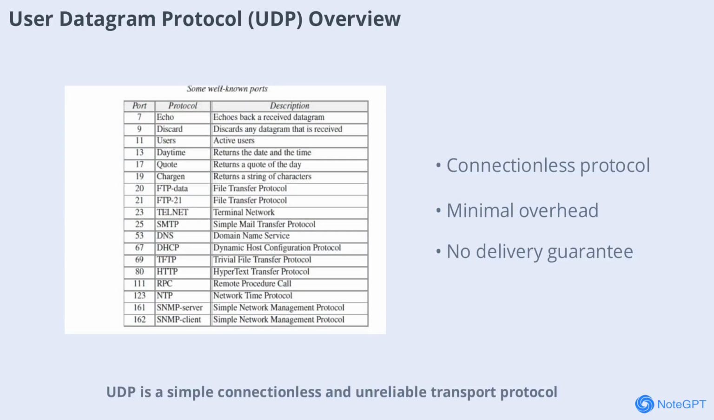UDP is a simple, connectionless, and unreliable transport protocol. It adds process-to-process communication to the best effort service provided by IP, using minimal overhead. UDP does not guarantee delivery, order, or error correction, making it suitable for applications where speed is more critical than reliability. It is often used for small messages, real-time applications, and scenarios where the application layer can handle errors.